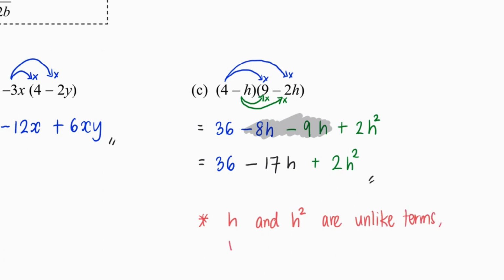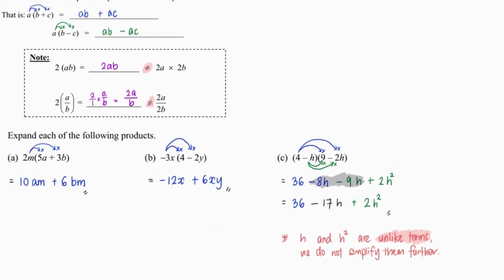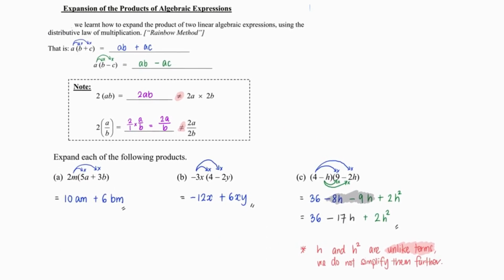So we do not simplify them further, okay? Because we cannot simplify them further. They are unlike terms. We only simplify the like terms. And with that, we have come to the end of this very quick recap of how to do distributive law of multiplication on algebraic expressions.